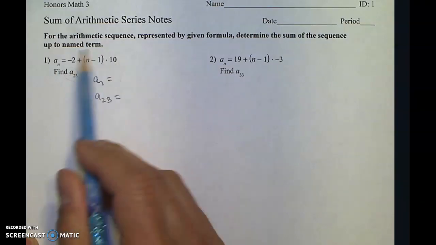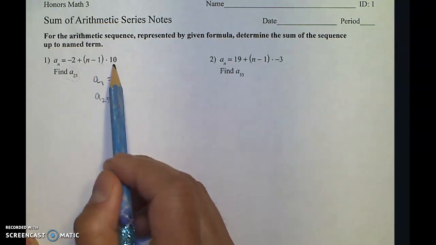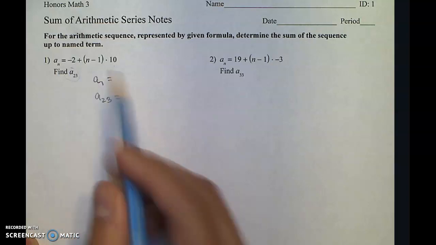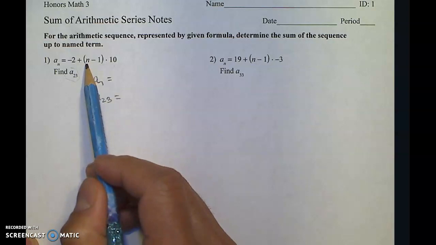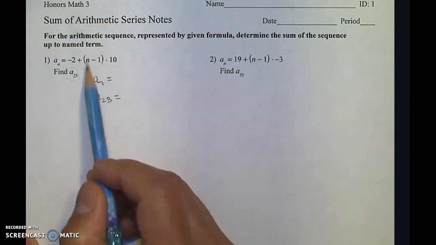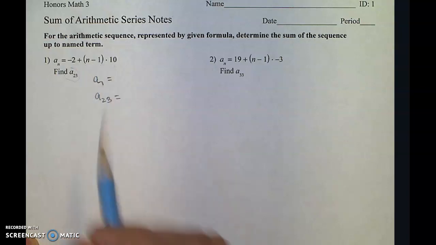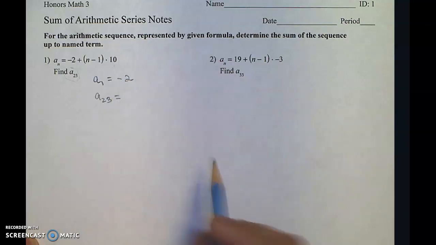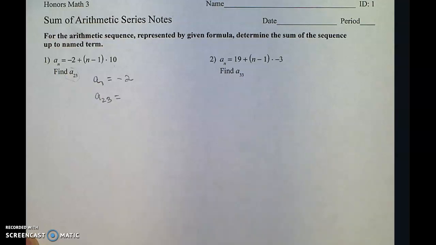Well, if we recognize the formula here, where 10 again is a common difference. Right. -2 is the first term. Again, we know that because when we plug 1 in for n, remember n represents the nth term. Plug 1 in for n, 1 minus 1 is 0, 0 times 10 is 0. So that gives us the first term is -2. Again, we want to find the 23rd term of the sequence.